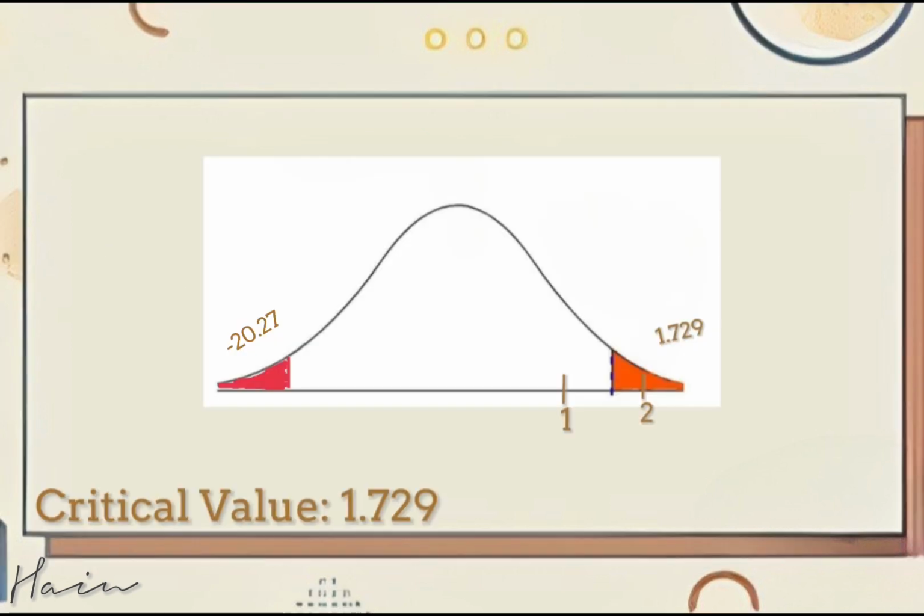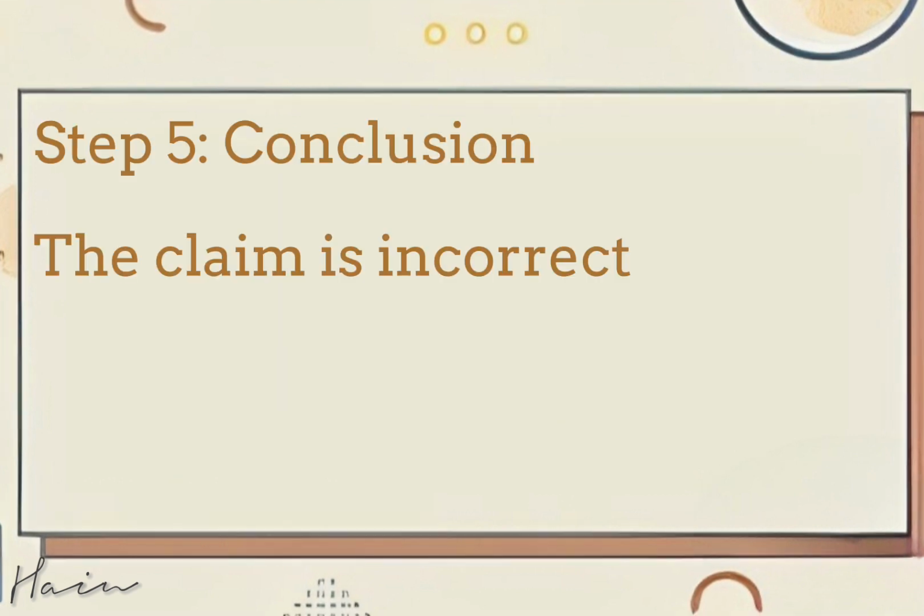Step 4, decision. Ang decision ay accept the null hypothesis. Kasi yung negative 20.27, hindi siya lumagpas sa rejection region which is 1.729. So we should accept the null hypothesis. Step 5, conclusion. The claim is incorrect.